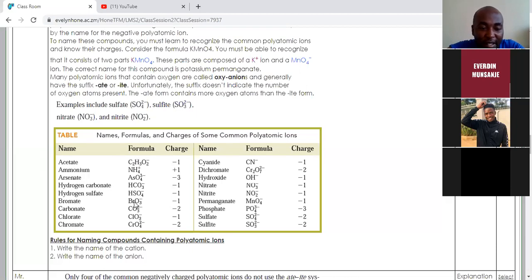So even when you have, say, KBrO3, you just say potassium bromate. That's how you work these things out.